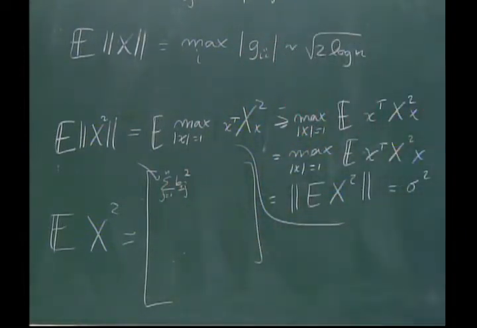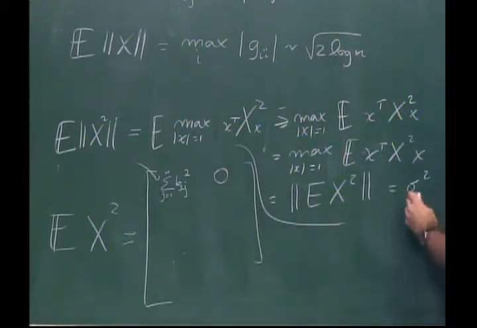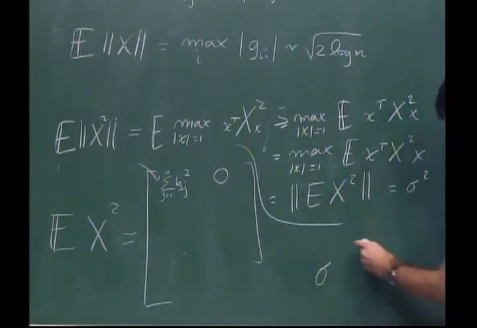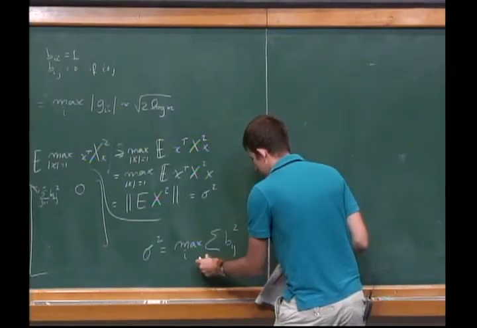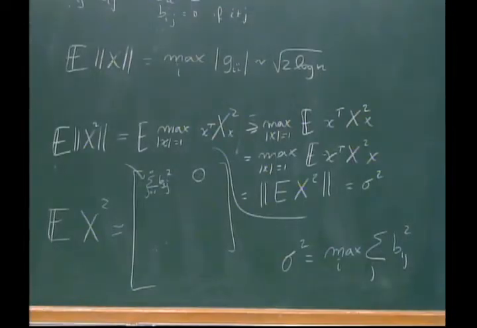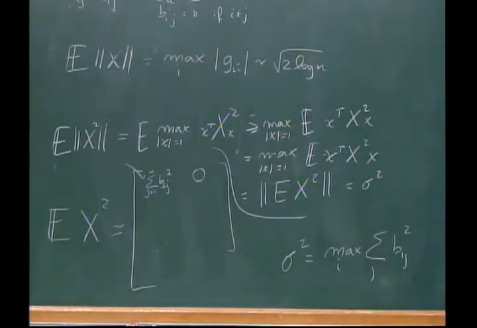Right? Because this will just be the expected L2 norm of row 1, and then of row 2, and so on, and all the other terms outside go away. And so this means in particular that this is just the largest diagonal element, and so sigma squared is simply the max over all i of the sum over j of b_ij squared. Okay. And so, in particular, we know for sure that the expected value of X needs to be bigger than sigma, sorry.